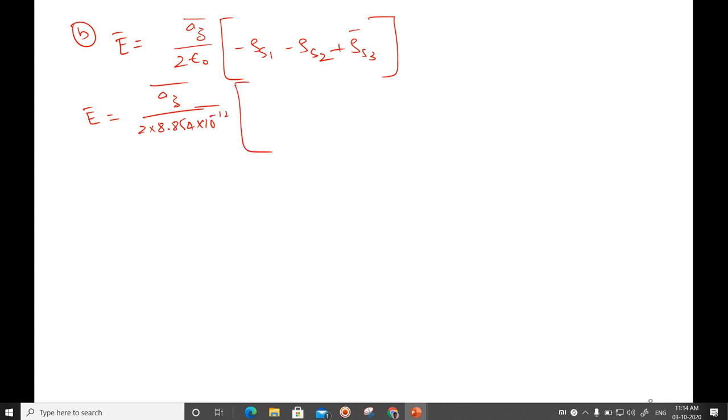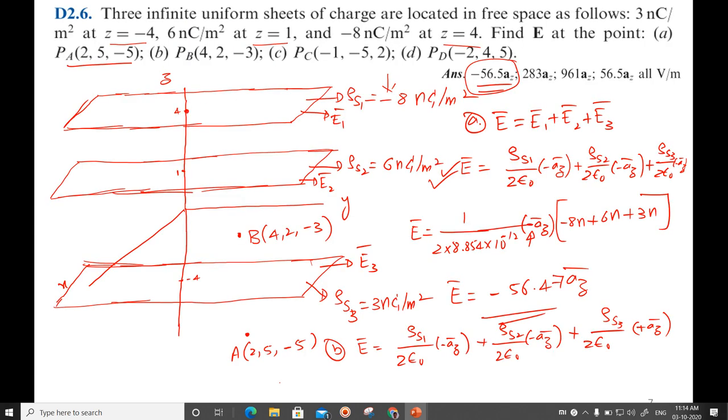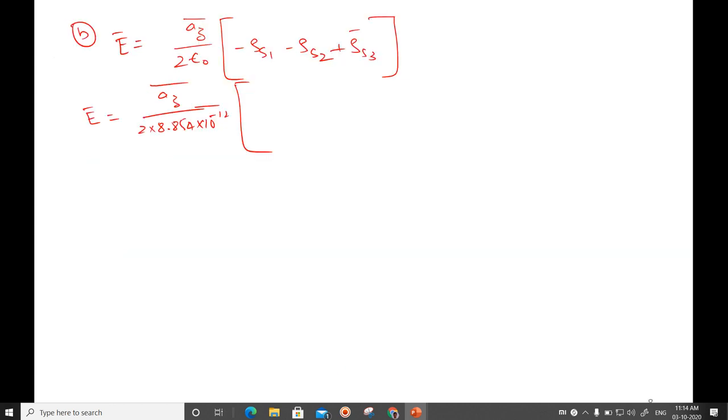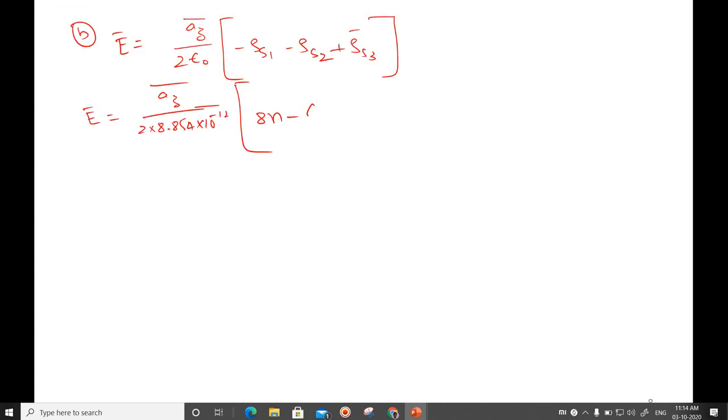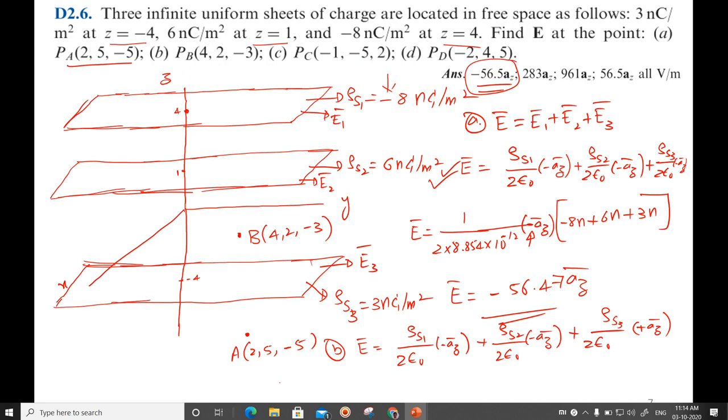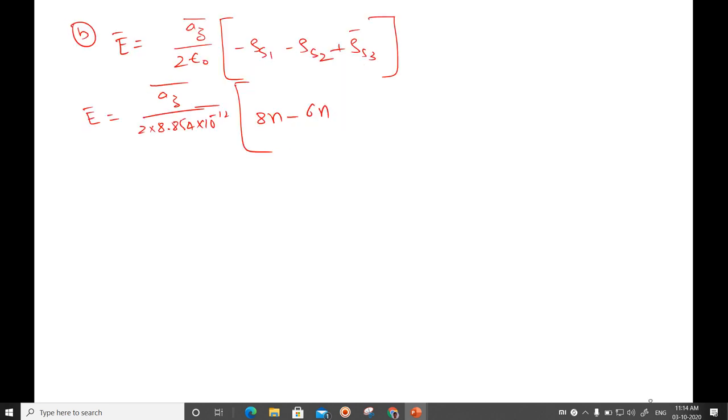Yes, minus rho S1. What is rho S1? Rho S1 is minus 8 nano. Minus into minus, it is plus, so it will become plus 8 nano. Observe rho S2. Rho S2 is 6 nano. Here minus is there, minus 6 nano. Then next, rho S3, you observe, it is plus only, 3 nano.